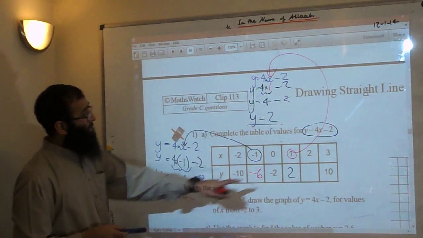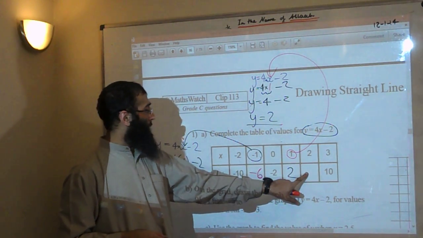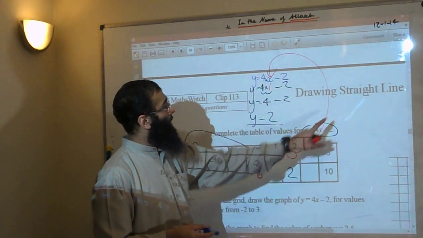Now let's have a look at the last value that we've got to work out. So x is equal to 2. We've got to work out its corresponding y value. So let's write this straight line equation again over here on this side now.